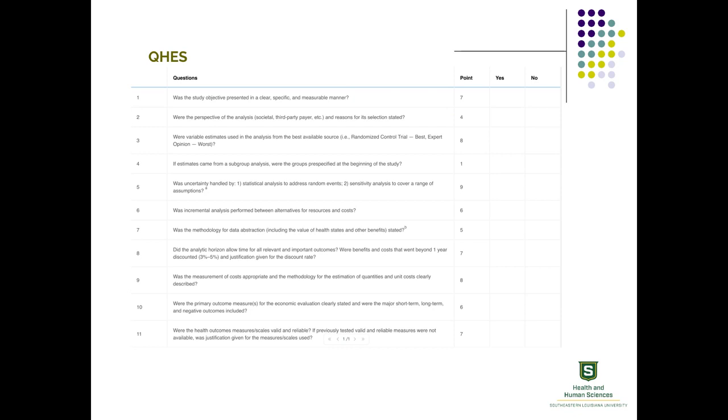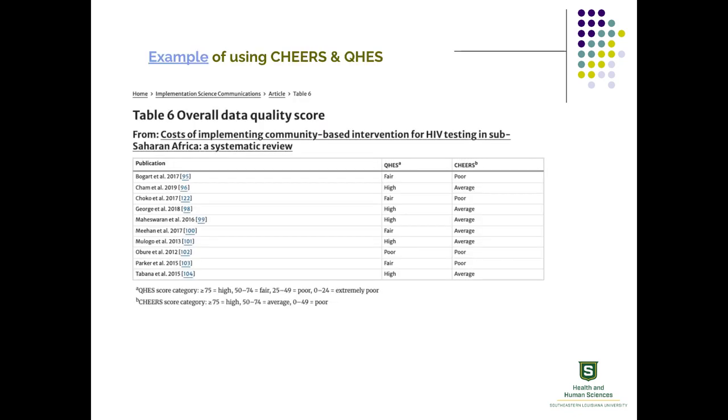Meaning that sometimes the CHEERS toolkit could tell you that a study is high quality, while the QHES will tell you it's not so high quality. So I'm going to use an example of this. This is a study that I published. I was the first author in it. This was my first economic evaluation study. I did this as a PhD student. That was when I really said, this is what I want to do. I was very, very interested in it.